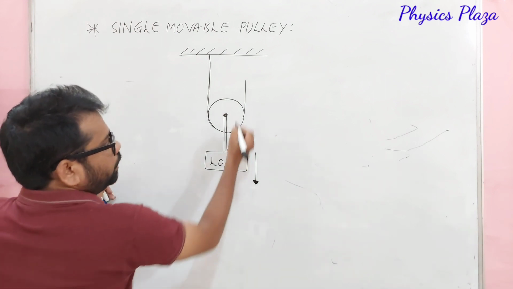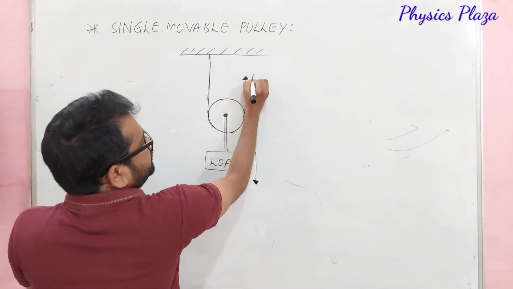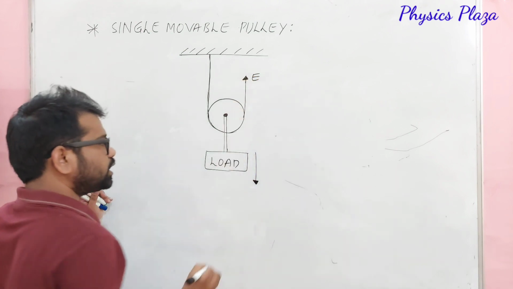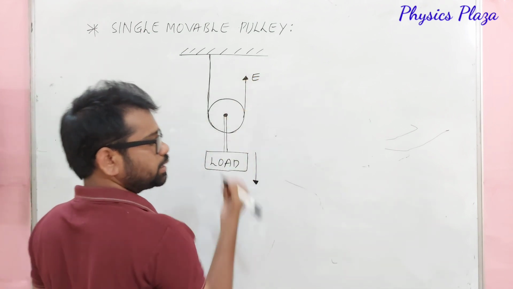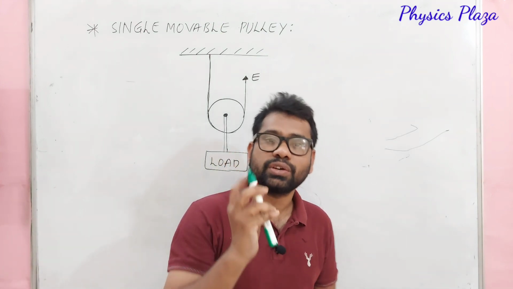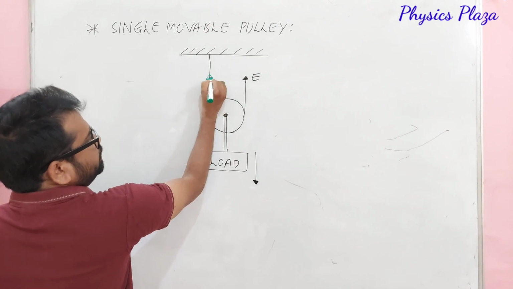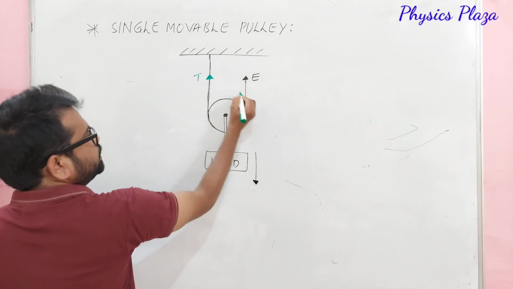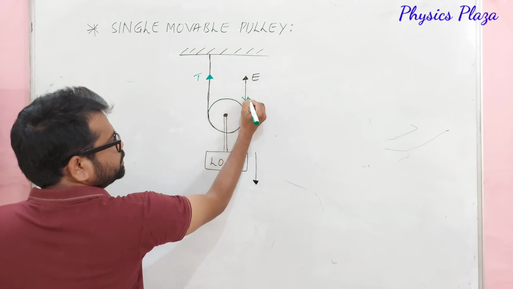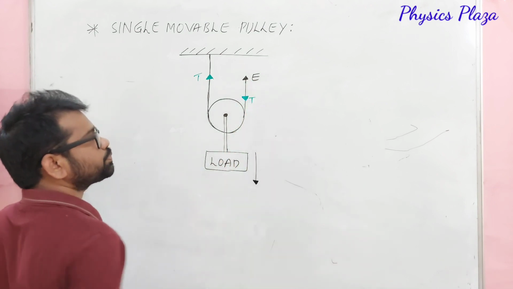Okay, fine. Now, this is the point where we will be applying the effort. This is the effort we are applying. So, dear children, whenever effort is applied, what will happen? A tension will come into play. But what is the direction of tension in this case, dear children? Here the tension will be acting vertically upwards, and here, opposite to the displacement, tension T1 will be acting.